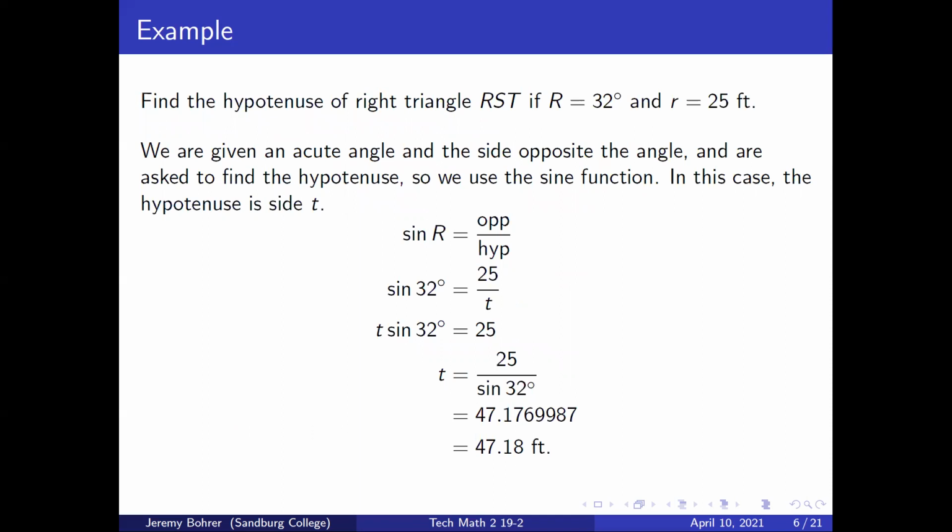Find the hypotenuse of a right triangle RST if angle R is 32 degrees and r is 25 feet. We are given an acute angle and the side opposite the angle and are asked to find the hypotenuse. So we use the sine function. In this case, the hypotenuse is side t. Sine R is equal to the opposite over the hypotenuse. So sine 32 degrees is 25 over t, which means t times sine 32 is 25. So t is equal to 25 over sine 32, which is 47.1769987, or about 47.18 feet.